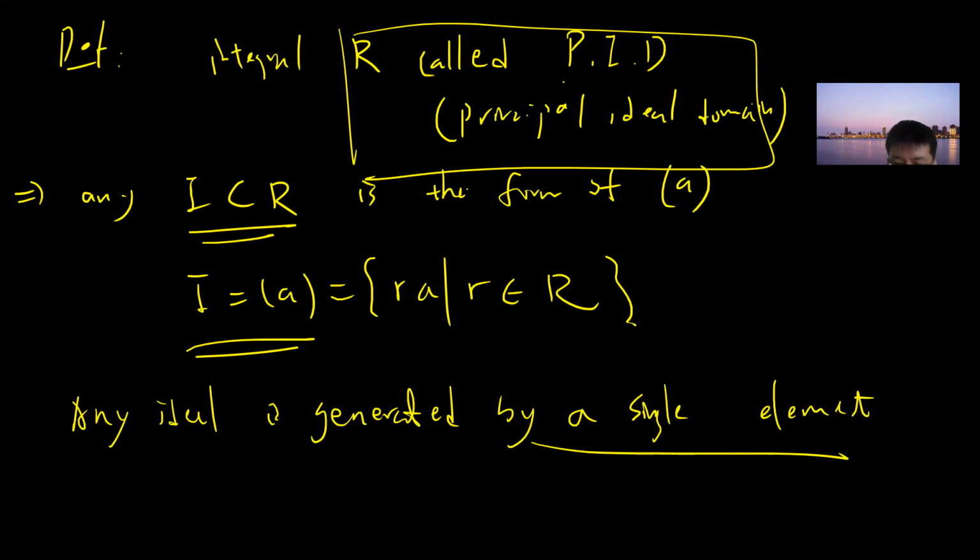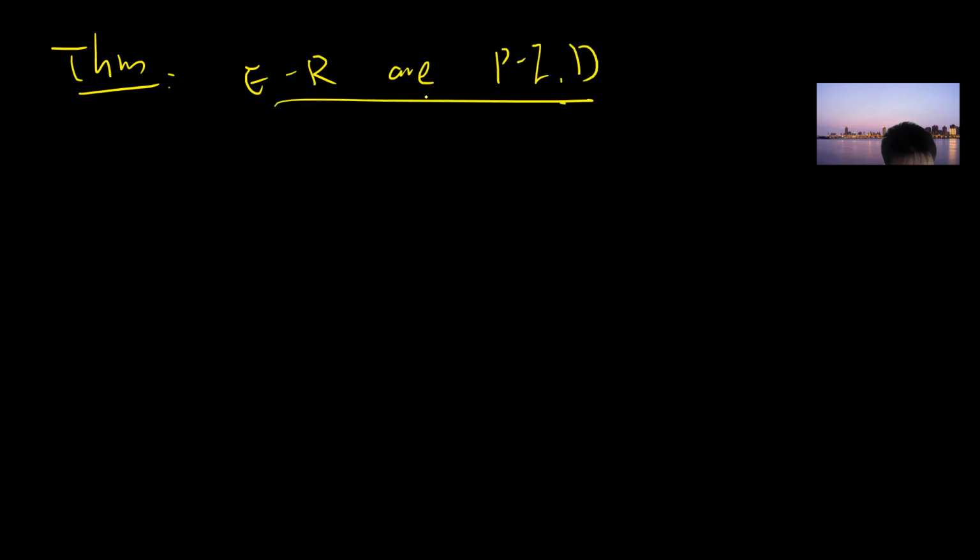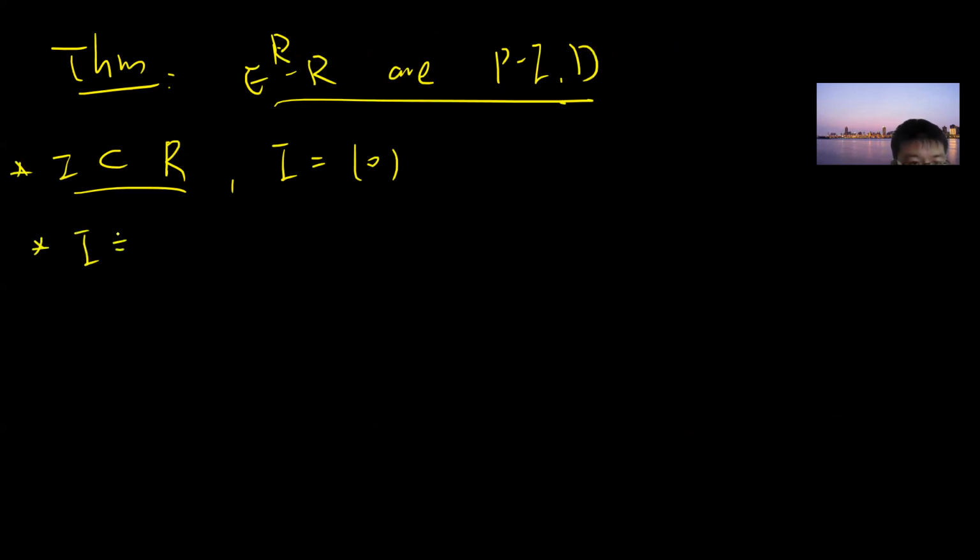Now we can prove the theorem. The theorem is that Euclidean domains are PIDs, that is, Euclidean domains are principal ideal domains. Let's prove it. Suppose you have some ideal I in the Euclidean domain. If I is 0, then sure, it is generated by 0. For the second case, let's assume that I is non-zero.